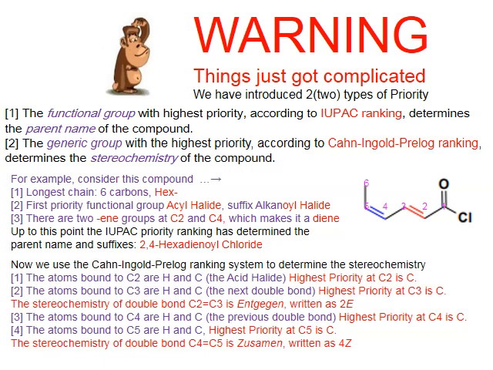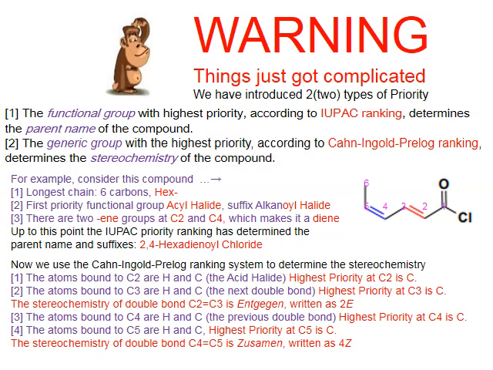Then we use the Cahn-Ingold-Prelog ranking system to assign the absolute configuration of the double bonds. First we assign the configuration of the double bond between carbon 2 and carbon 3. The atoms bound to carbon number 2 are hydrogen and carbon. The highest ranking atom is carbon. The atoms bound to carbon number 3 are hydrogen and carbon. The highest ranking atom is carbon. Because both of the high priority atoms are on opposite sides of the double bond, the configuration between carbon 2 and carbon 3 is entgegen.